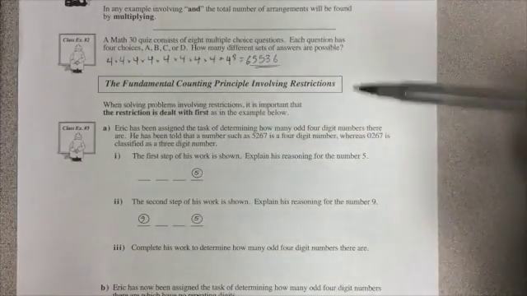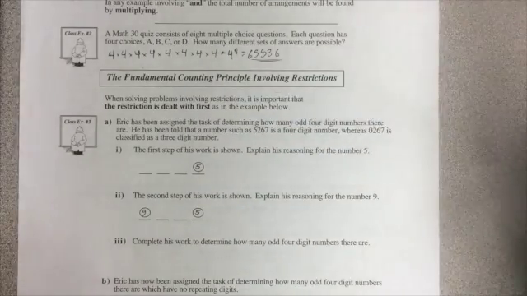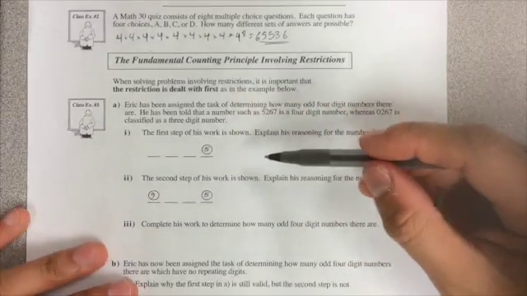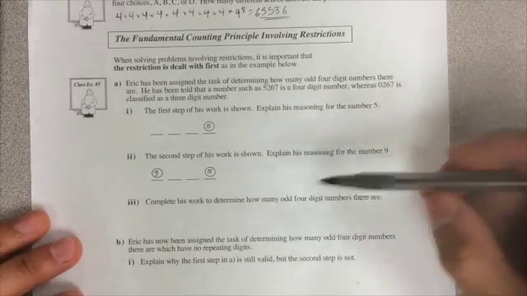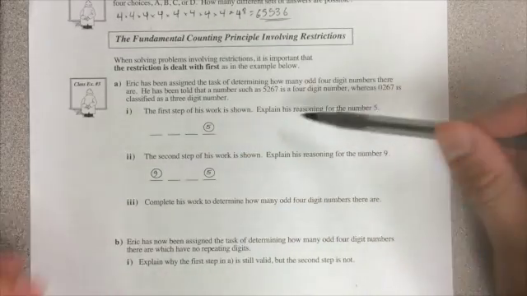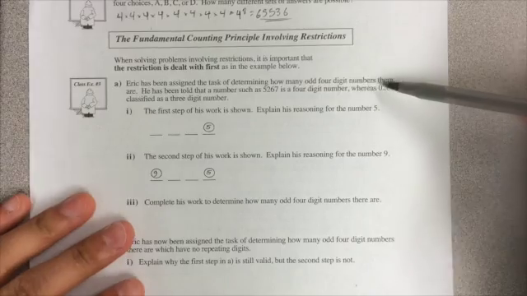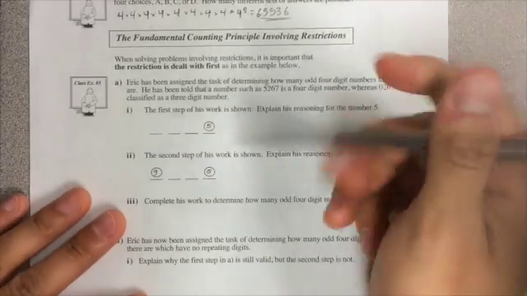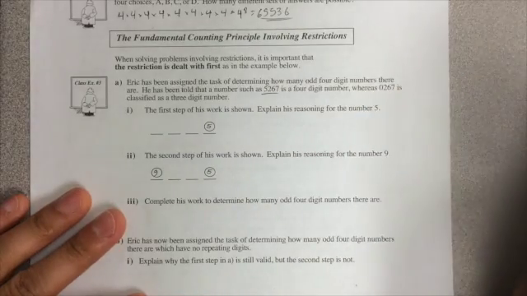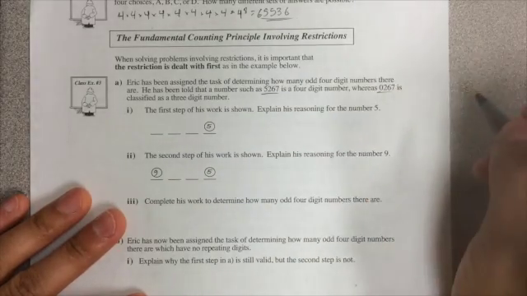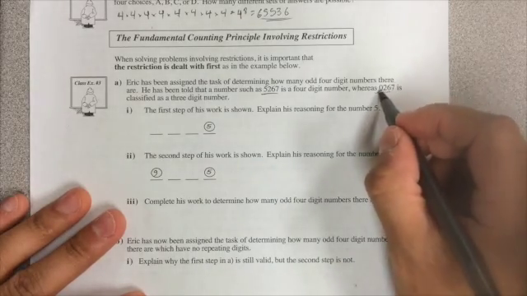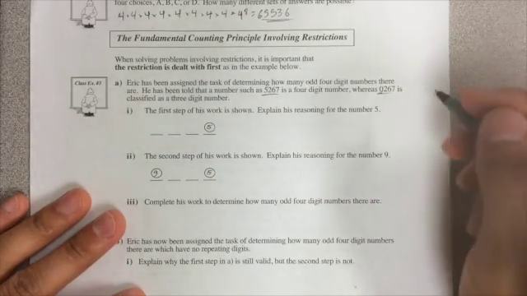Now, let's look at this next example. When solving problems involving restrictions, it is important that the restriction is dealt with first. And so let's look at this example below where we have to deal with the restriction. Eric has been assigned the task of determining how many odd 4-digit numbers there are. He's been told that a number such as 5,267 is a 4-digit number, whereas 267, which starts with a 0, is classified as a 3-digit number.